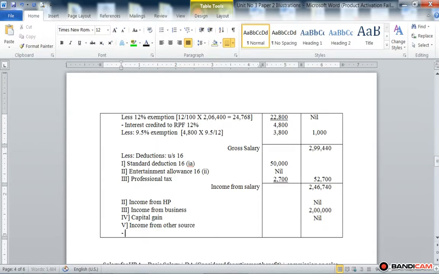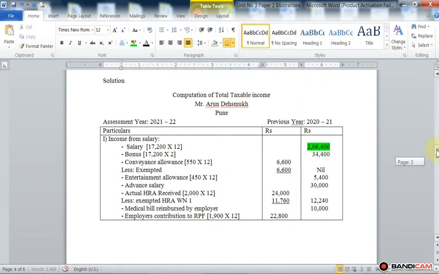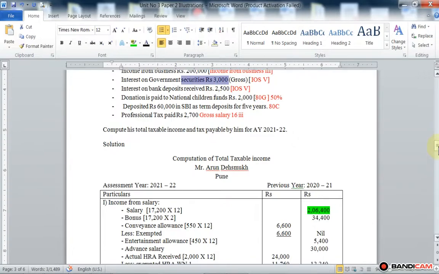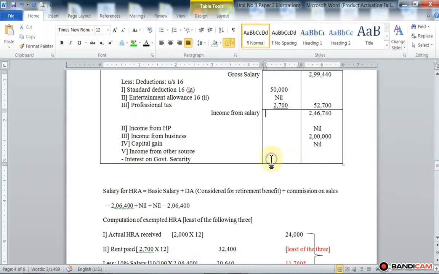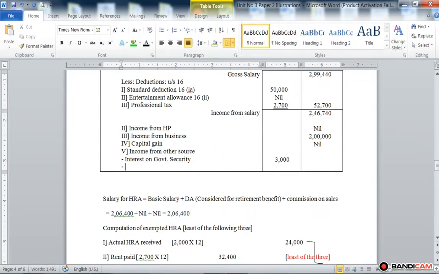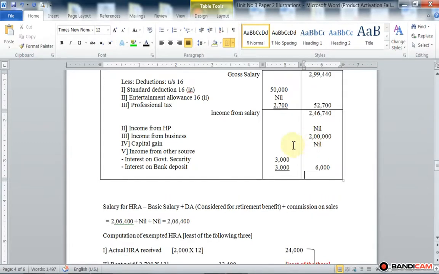So income from other sources is given here. That is interest on government security, amounting to rupees 3,000. And interest on bank deposit amounting to rupees 3,000. Now make the total and put this total in the outer column: 6,000.